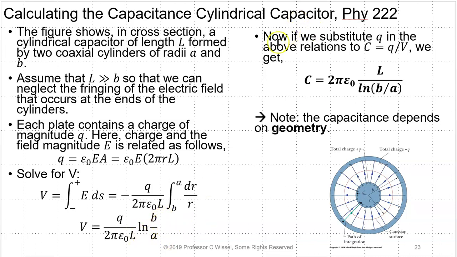Now, if we substitute Q in the above relationships to C equals Q divided by V, we will get that C equals 2 pi epsilon naught times the length of the cylinder divided by the natural log of the outer radius divided by the inner radius. So C equals 2 pi epsilon naught L over the natural log of B over A. Notice that, again, the capacitance depends upon the geometry. The geometry of the capacitor determines the electrical characteristics of the capacitor.